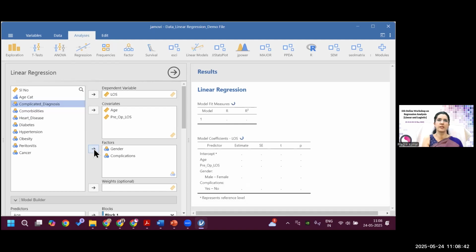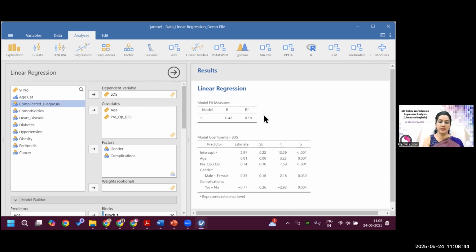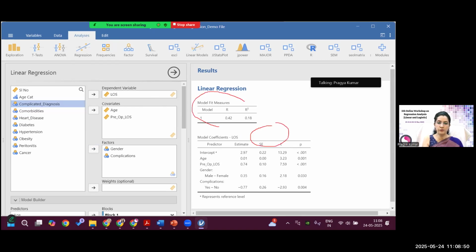Let's say I'm only taking these four variables. If you see here, it doesn't give you all the models. It will not give you the change in R square also. It will only give you a total of 18% of the variance, the variation in the length of stay. You can predict 18% variation there using all these four variables, which are age, pre-op LOS, gender, and complications.